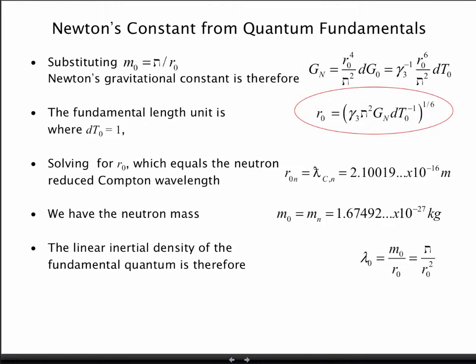With rearrangement, we can solve for the fundamental length, where the stress differential necessarily equals 1. Using the CODATA values for G, h bar over c, and the derived value of gamma sub 3, we arrive at the value shown, which is equal to the reduced Compton wavelength of the neutron. If we use the neutron Compton, the inertial constant, and gamma 3 in the right term of the first equation, we arrive at a value for G which is within the standard uncertainty. The neutron mass is shown next.